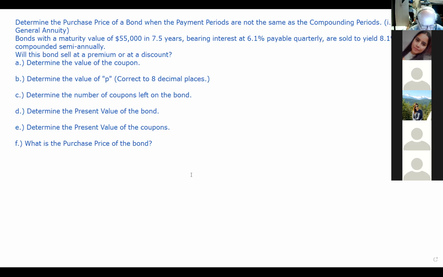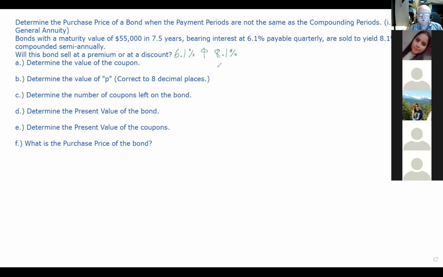So what can we do? Let's find out. Determine, will this bond sell at a premium or at a discount? Let's see. The bond was written at 6.1%, but the interest rate has gone up to 8.1%.